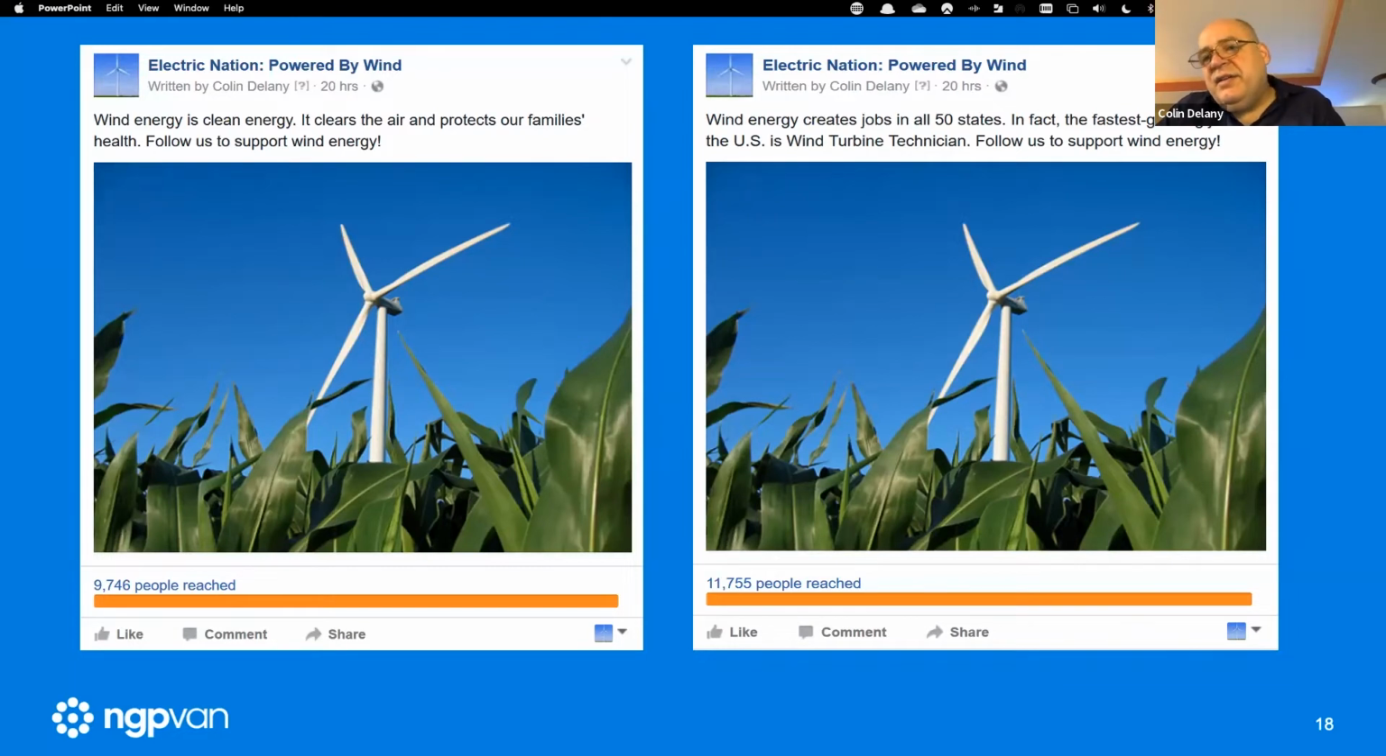And the one on the right, the one that's emphasizing jobs, was outperforming the one on the left. And we ran tests like this many times for this particular wind power campaign. And we found consistently that job language outperformed clean energy language with most audiences, but not all of them. But that's just an example of isolating the variable when you test.